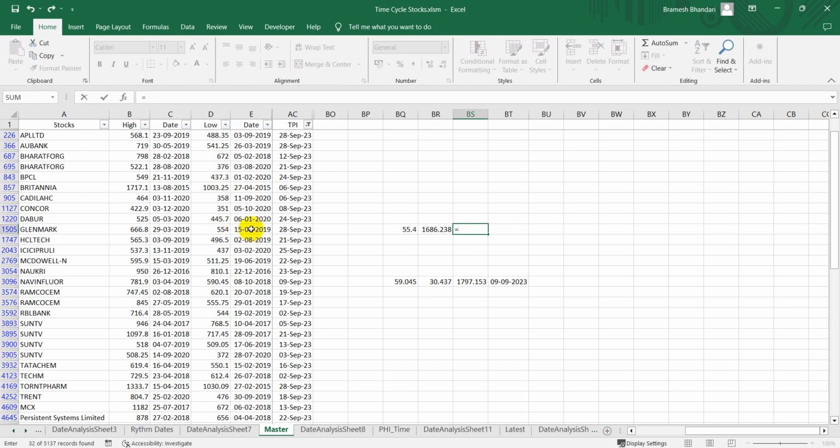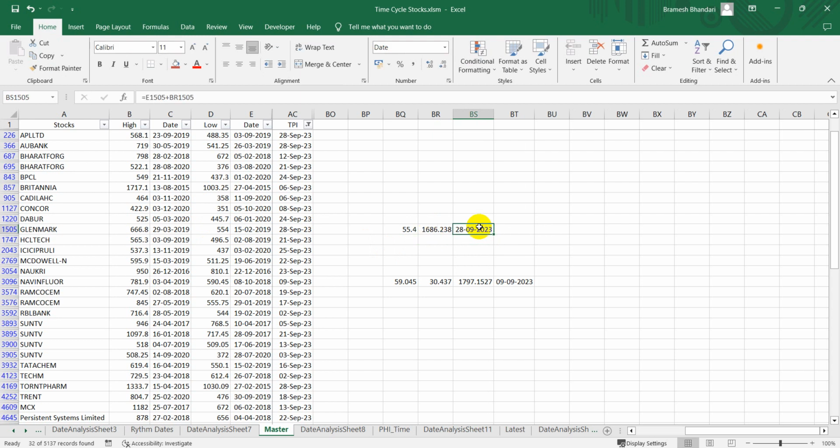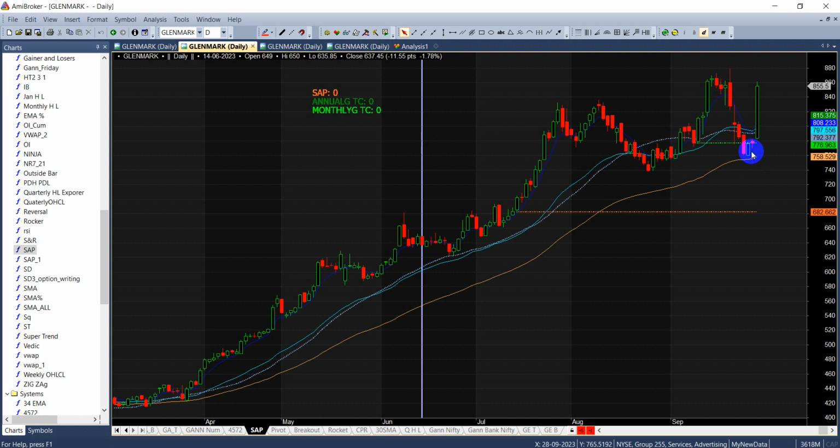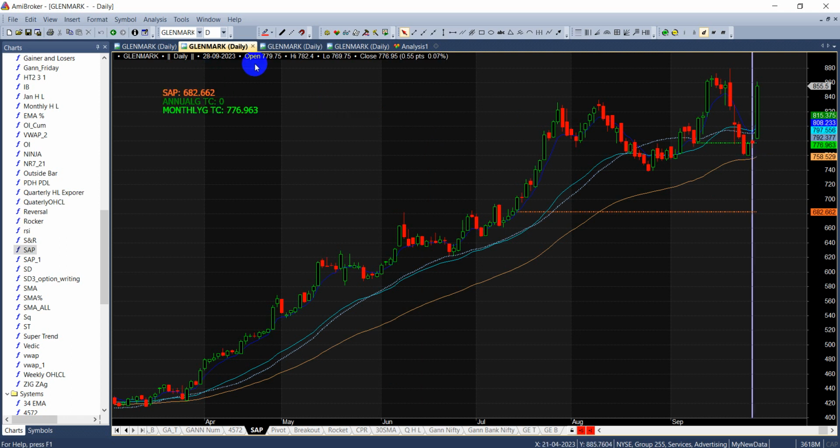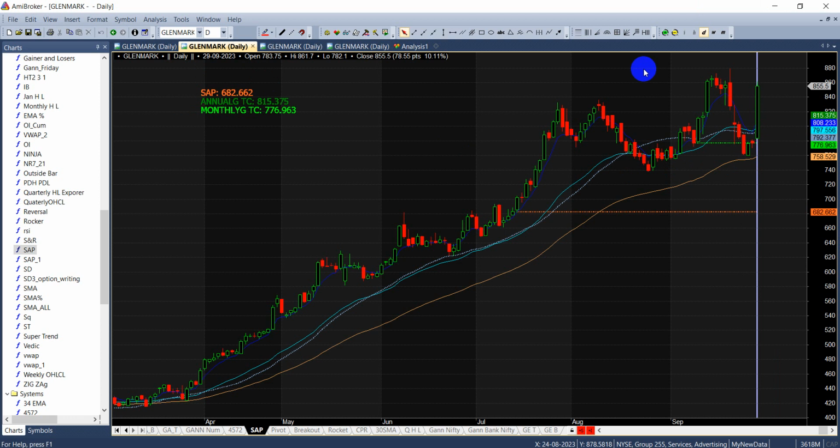This is what we call price and time, converting price into time. You get a date of 28 September 2019. What happened on 28 September? The price was above its annual trend chain level of 76.96, and on the 29th it broke this high, and from there this particular stock just zoomed up.